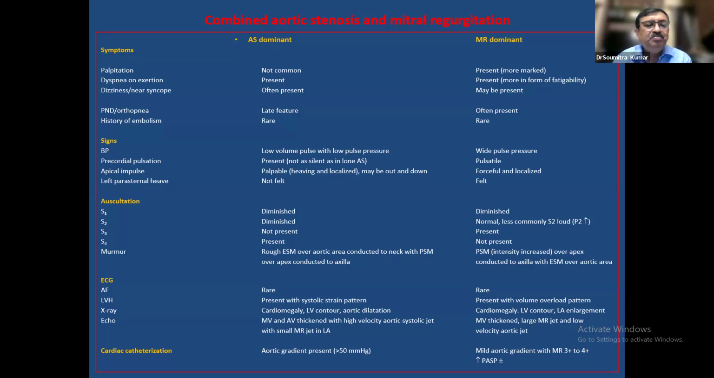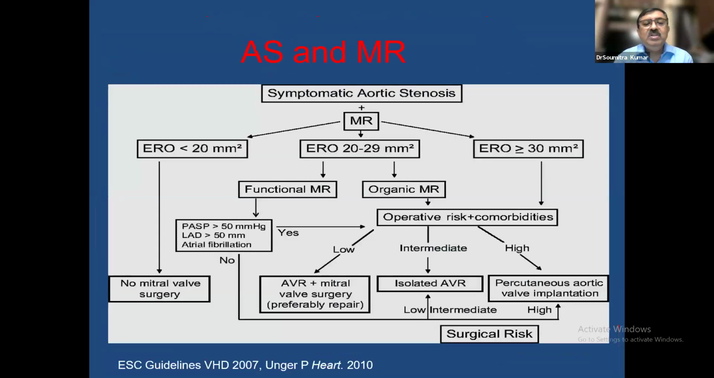And with S2, it is diminished in both, but we can get a loud P2 because of pulmonary hypertension in MR dominance. S3 is never present with AS dominance, but can be present with MR dominance. S4 is present with AS dominance, but not with chronic MR. And the murmur is an ejection systolic murmur, classical of AS. And of course, we get a pansystolic murmur over the apex radiating generally to the axilla with MR dominance. So this is what happens.